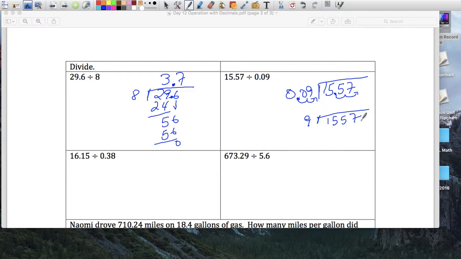So the decimals are all the way at the end. I'm not going to bring it up, not yet at least. 9 goes into 1, no. 15, no. 155, 15, yes, sorry. Goes in one time, which is 9. 65, 9 goes 65 7 times, which is 63. 2, bring the 7 down. 9 is going to 27 3 times. 27. How nice. Okay.